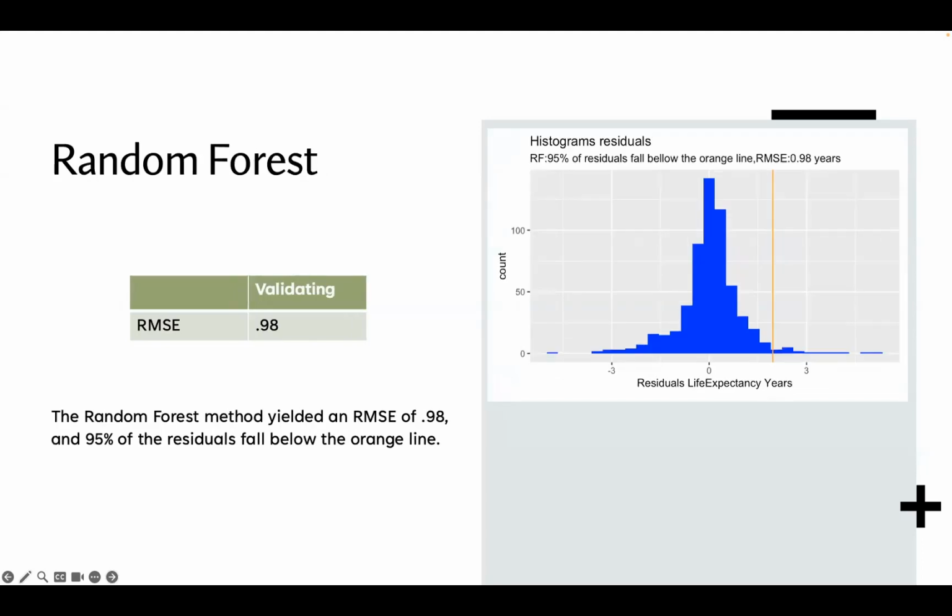The next approach that we took was the random forest method. The random forest method yielded an RMSE of 0.98, and 95% of the residuals fall below the orange line. This seems to look like a narrow normal distribution looking at the graph, and random forests are known for their robustness and ability to handle complex relationships. The fact that it performed well is a positive sign, but we should be cautious about overfitting.